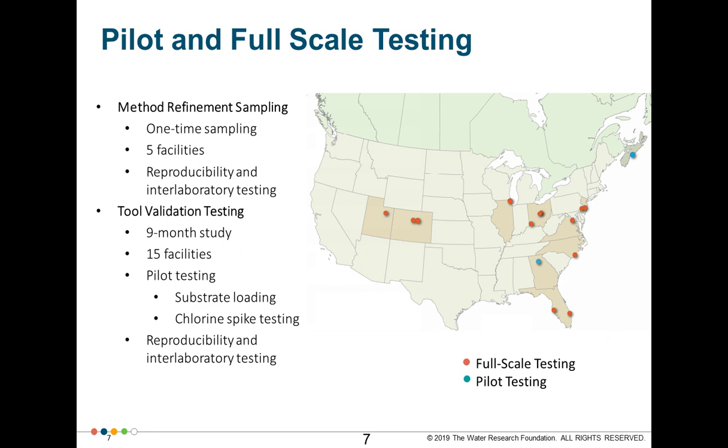So for our current study that we'll discuss today, we organized our project into two phases. The initial phase was to conduct some method refinement sampling. Here we were trying to understand some basic questions on how samples should be collected, handled, and analyzed in the laboratory. This was a one-time sampling event at 5 utilities.